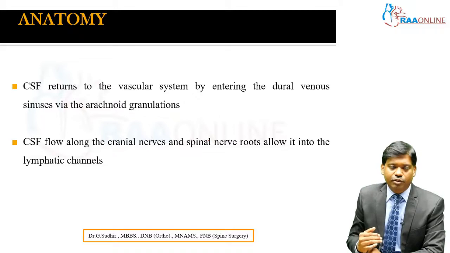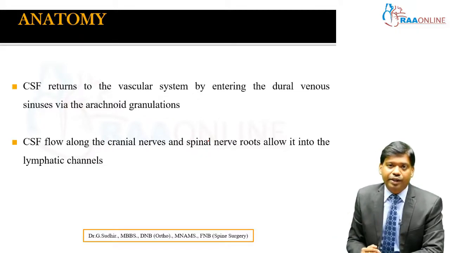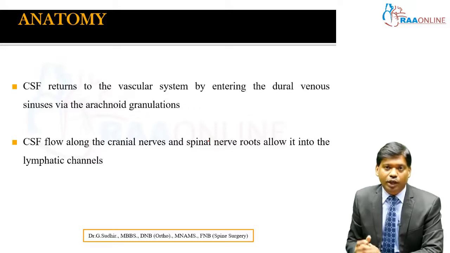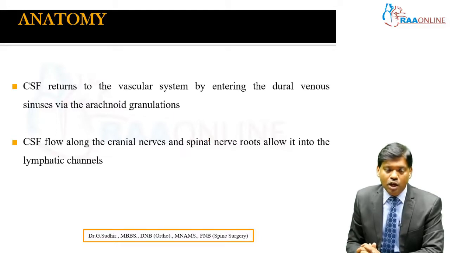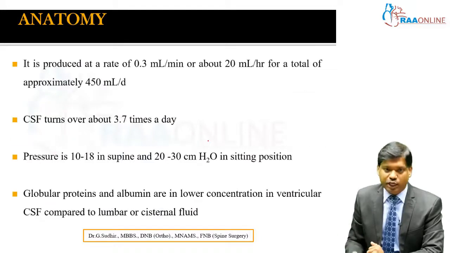So this CSF, after going through the entire spinal cord, returns to the vascular system by entering the dural venous sinuses via the arachnoid granulations. And this CSF flow along the cranial nerves and spinal nerve roots allows it into the lymphatic channels.